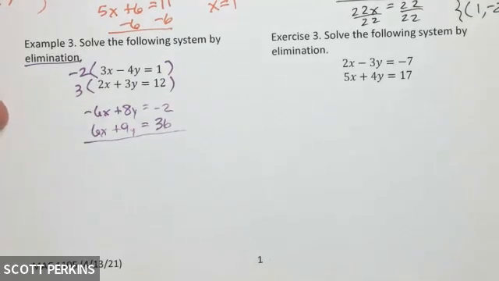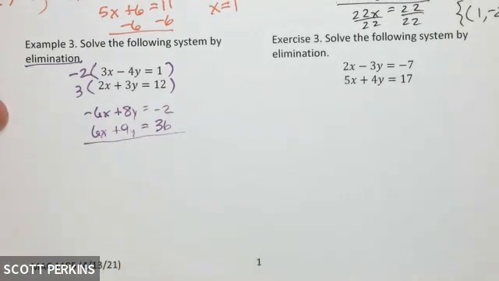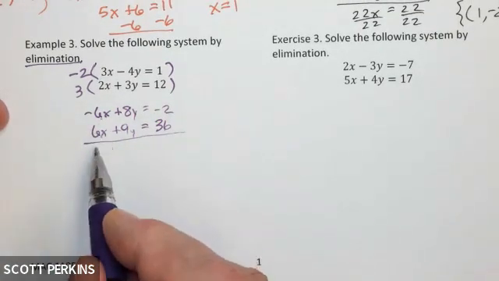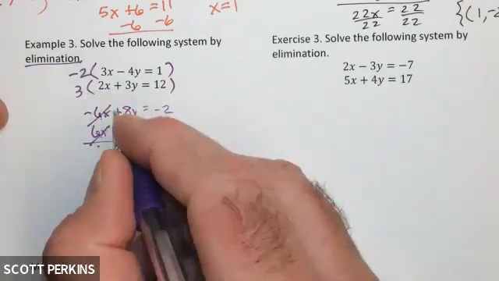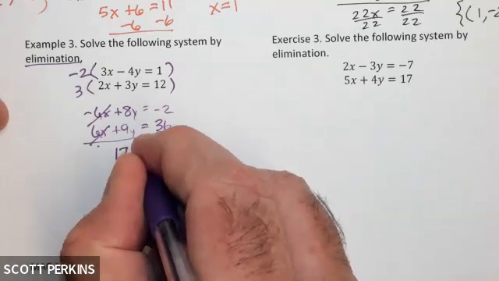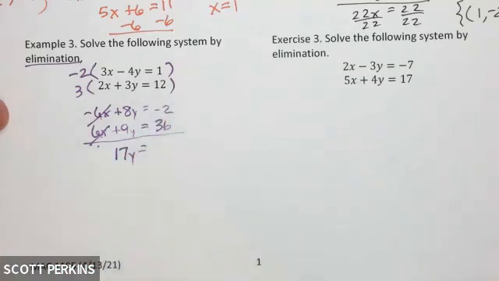Now I'm going to add these two equations together. So when I do that, this is what I was wanting. The negative 6x plus the 6x, those cancel. They're eliminated. The 8y and the 9y becomes 17y. And the negative 2 and 36 is 34.